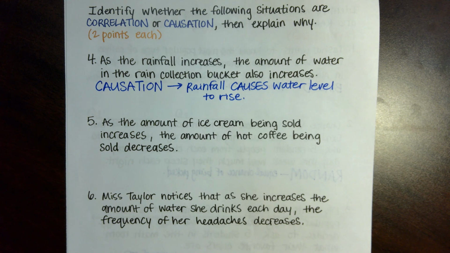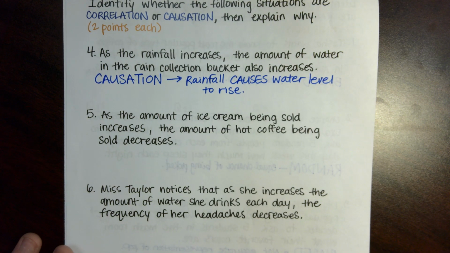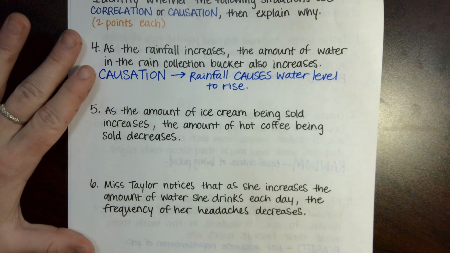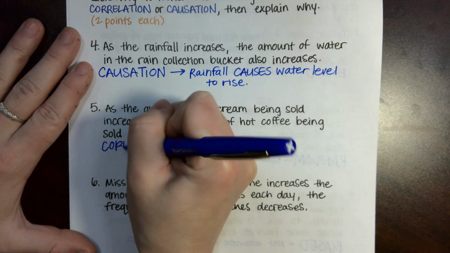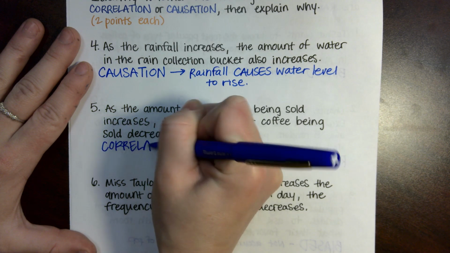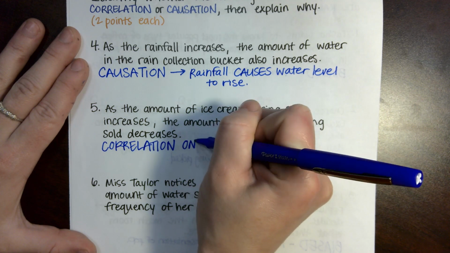Okay. If it has some other influence at it. Yes, unless there was an outside influence that we are unaware of. Absolutely. Okay, number 5, it says, as the amount of ice cream being sold increases, the amount of hot coffee being sold decreases. It's a correlation, because neither one of them affects the other. Absolutely. Correlation only.